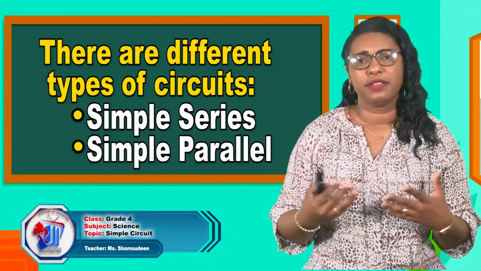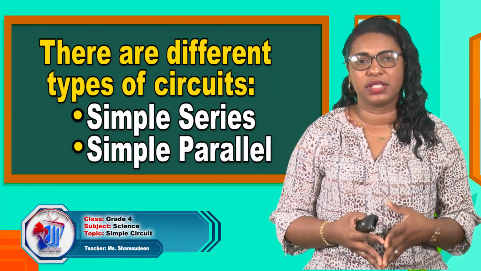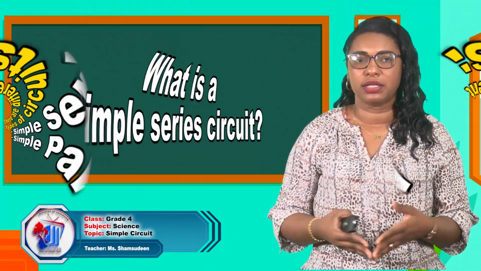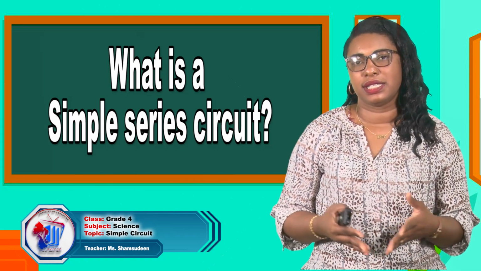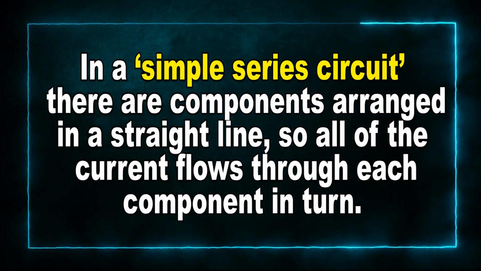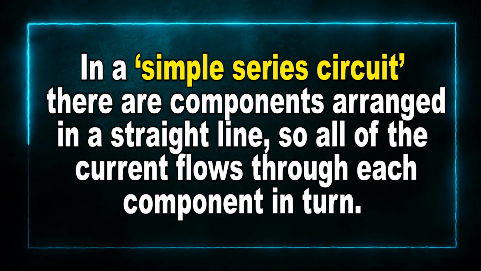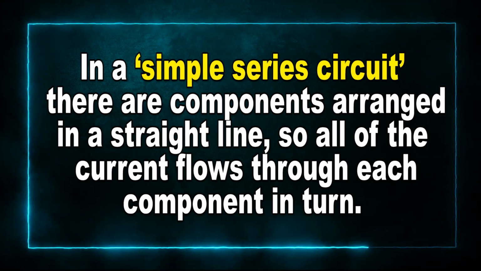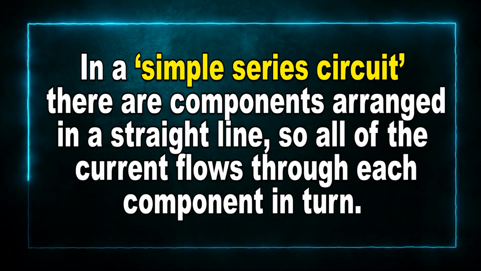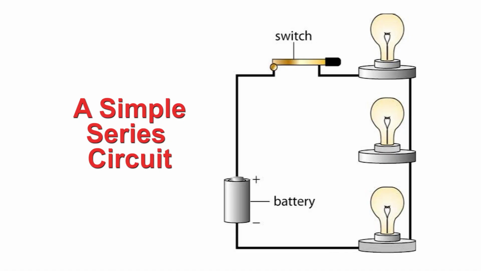Now, there are different types of circuits. We have the simple series and the simple parallel. Now, what exactly is a simple series circuit? In a simple series circuit, the components are arranged in a straight line, so all the current flows through each component in turn. Like this example we have, this is an example of a simple series circuit.